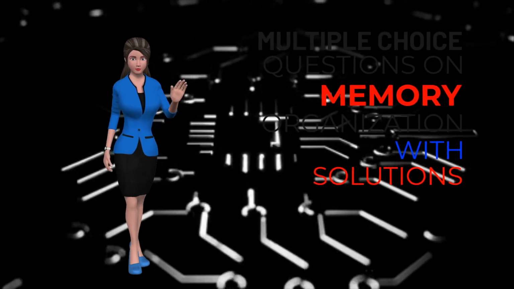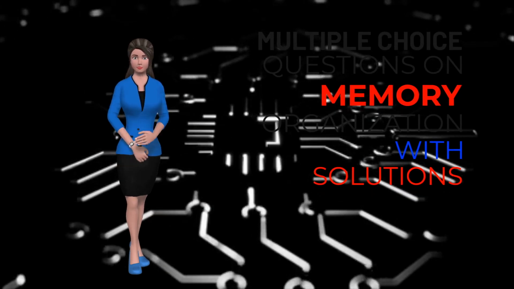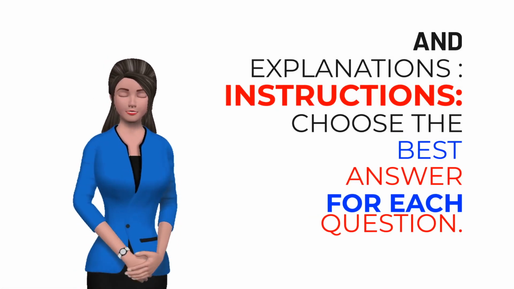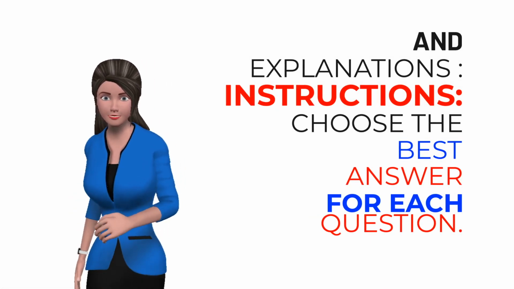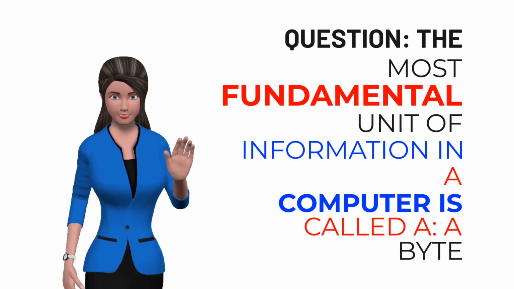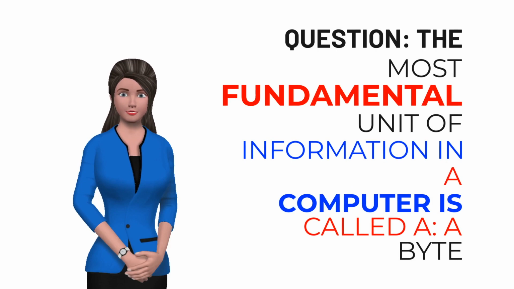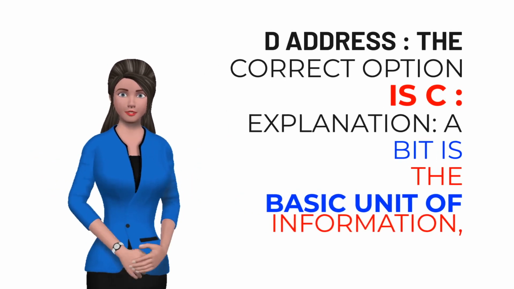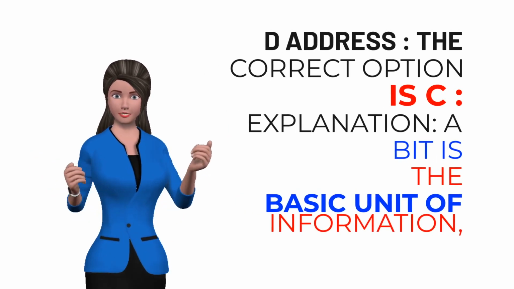Multiple choice questions on memory organization with solutions and explanations. Instructions. Choose the best answer for each question. Question. The most fundamental unit of information in a computer is called a: A. byte, B. word, C. bit, D. address. The correct option is C.